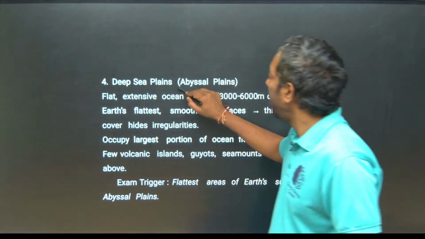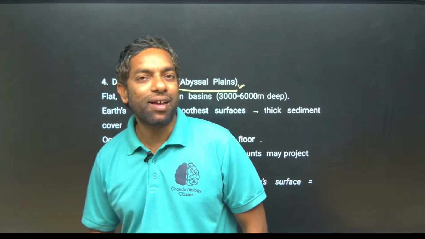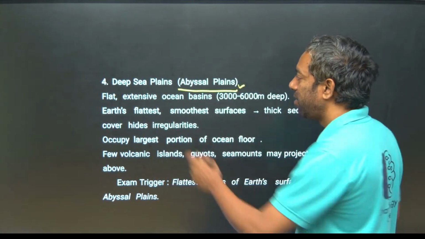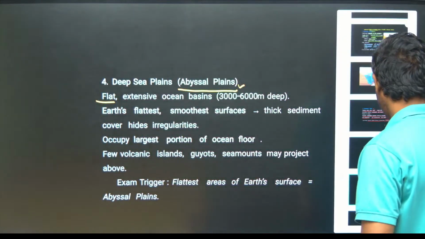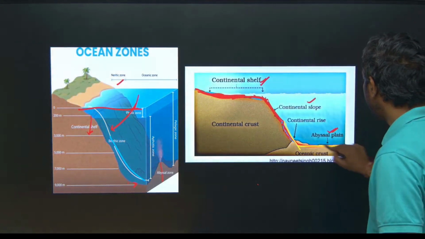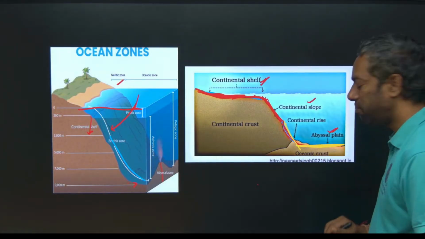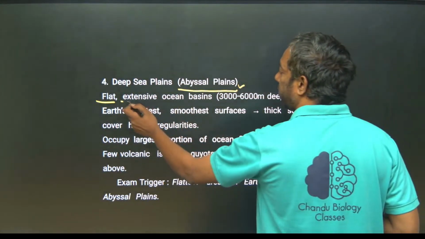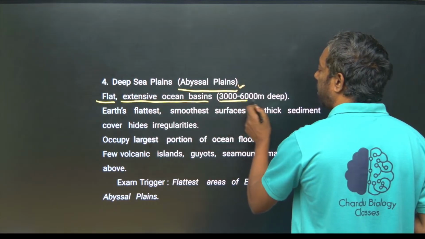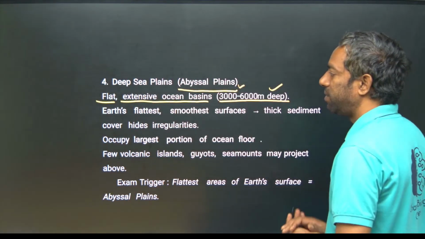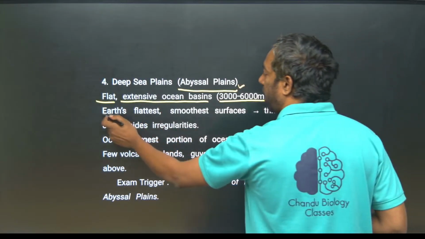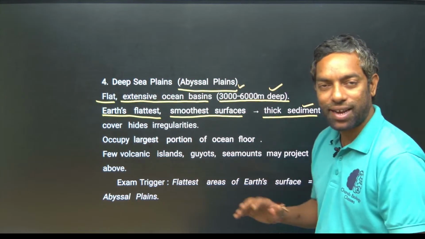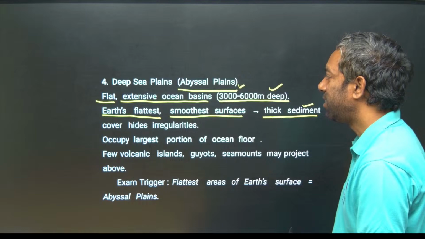Abyssal plain, the deep area in the oceans. It is actually very flat, just look here, very flat. It is the last place of the ocean. It is an extensive ocean basin at 3000 to 6000 meters. It is the Earth's flattest place, with a smooth surface and thick sediments. These are the characters of the abyssal plains.